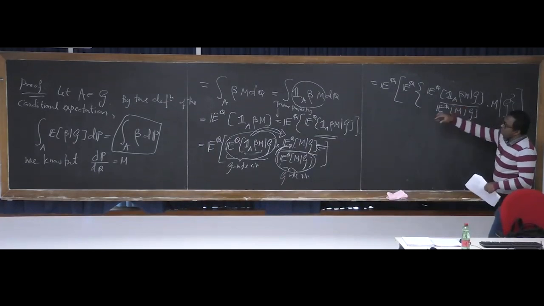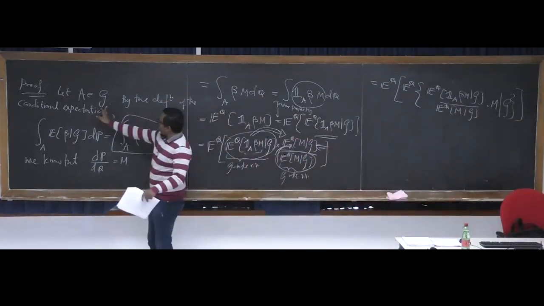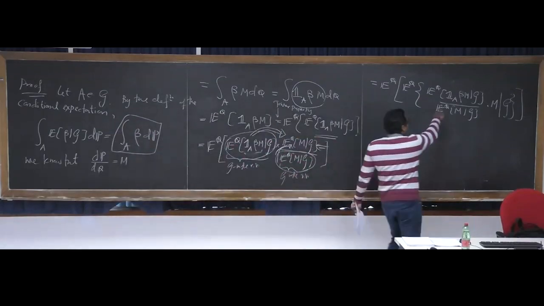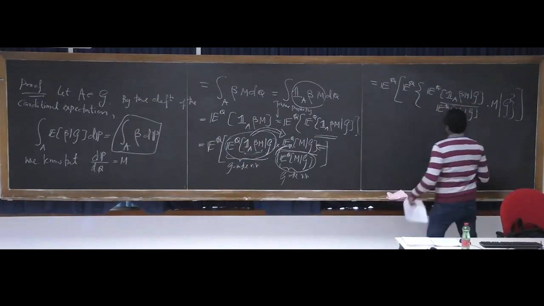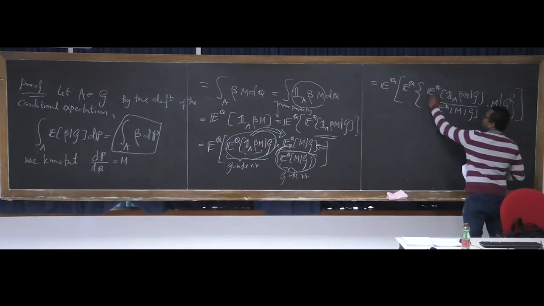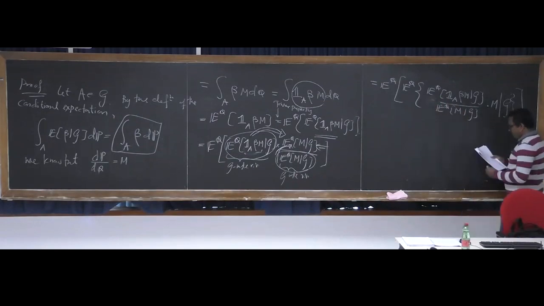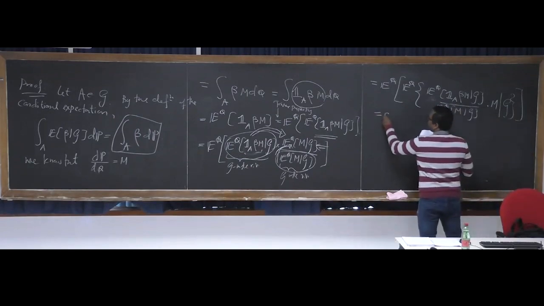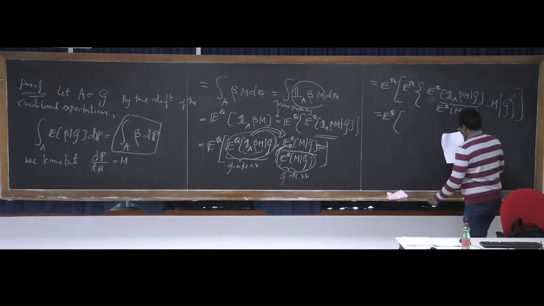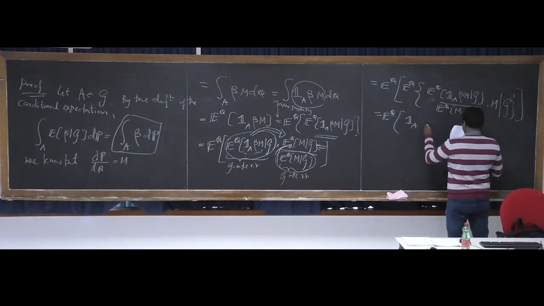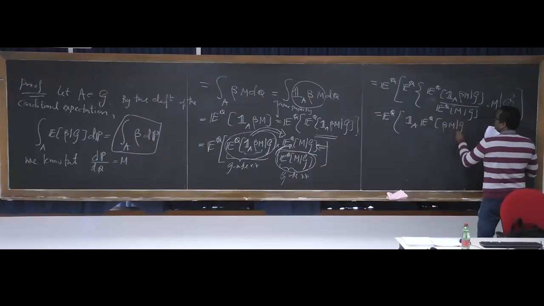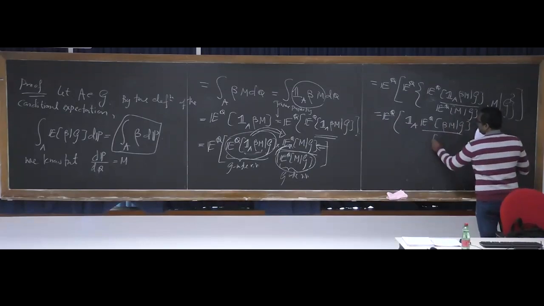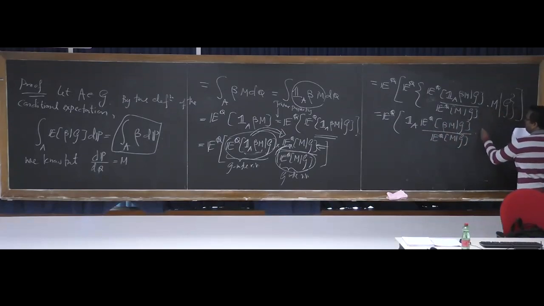Since A is picked from the sub sigma field G, the corresponding characteristic function standing over the set A is a G measurable random variable. So you can pull it out from this conditional expectation, right? This is a conditional expectation. And then we can rewrite beta M given G over the conditional expectation of M given G times M, right?